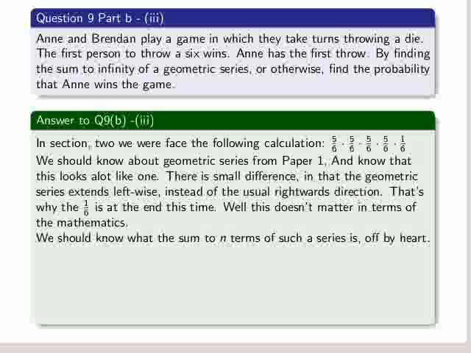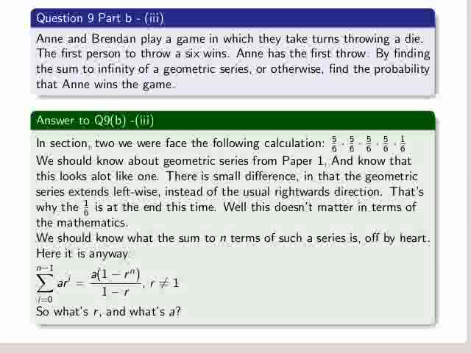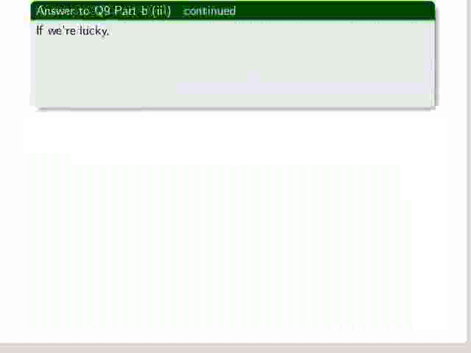We should know the sum to n terms of such a series off by heart. Here it is anyway. So we get this expression, which is a basic identity which should be known by heart. So in this case we have to work out what r and what a is. It should be clear that r is 5 over 6 and a is 1 over 6.